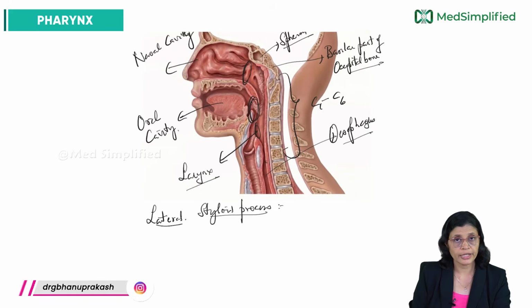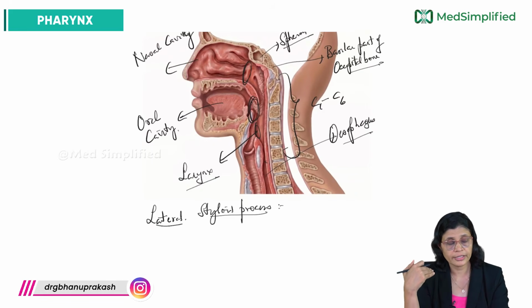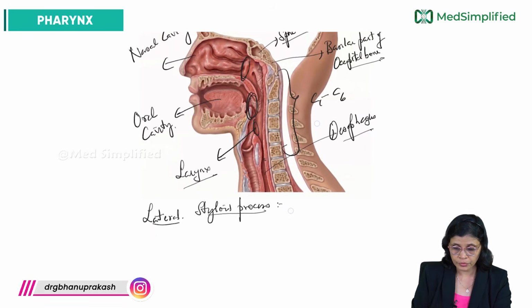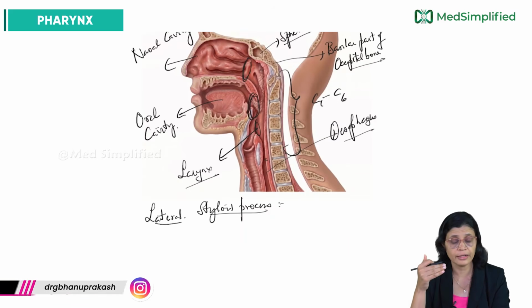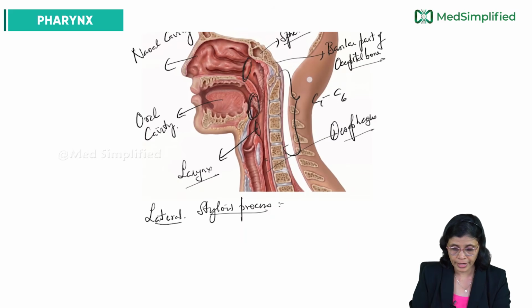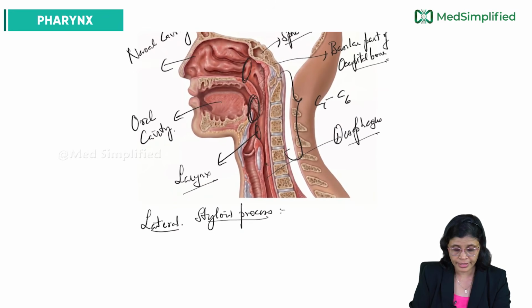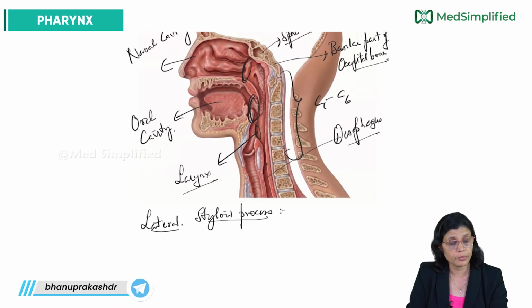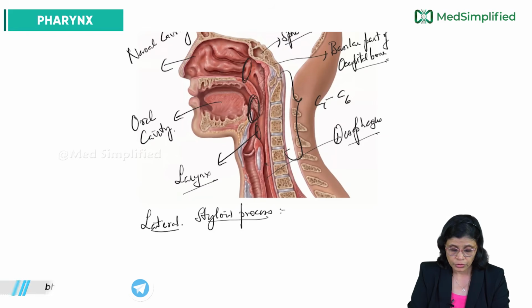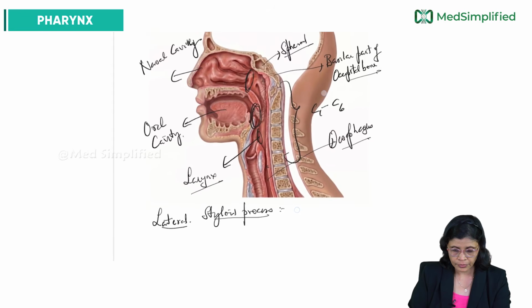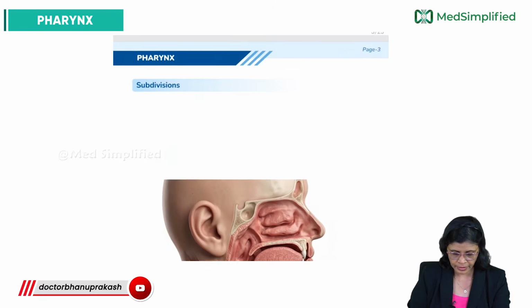It is also related to the lateral lobe of the thyroid gland. The lateral wall of the nasopharynx will be communicating, and that's a very important communication, with the tympanic cavity, that is the middle ear cavity, through the auditory tube. So that is about its external relations. Now we will study one by one.